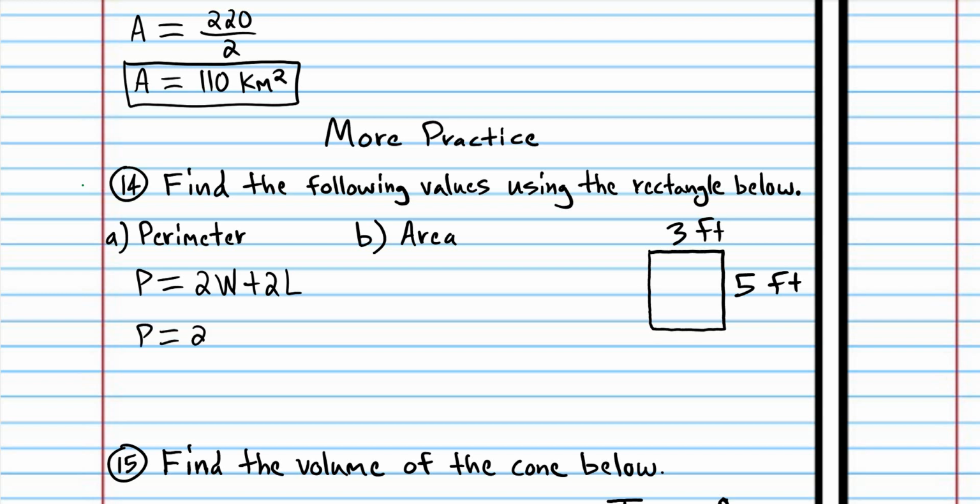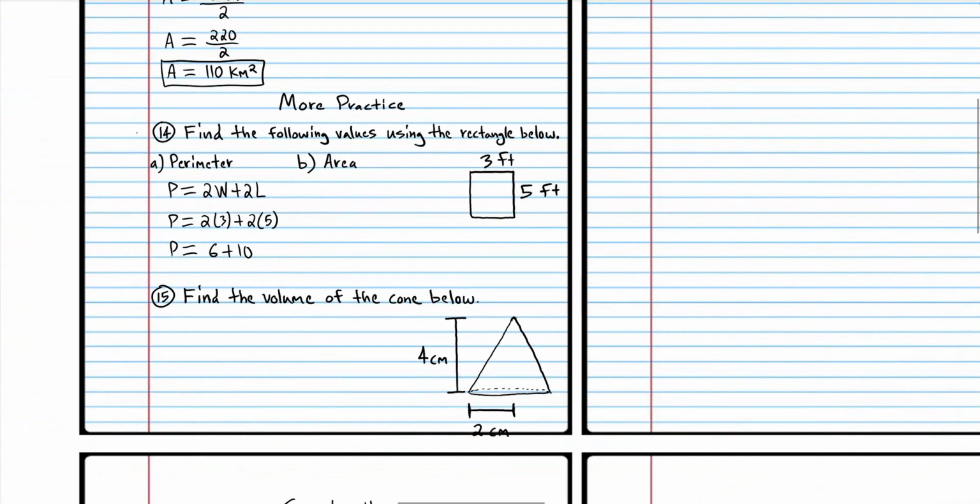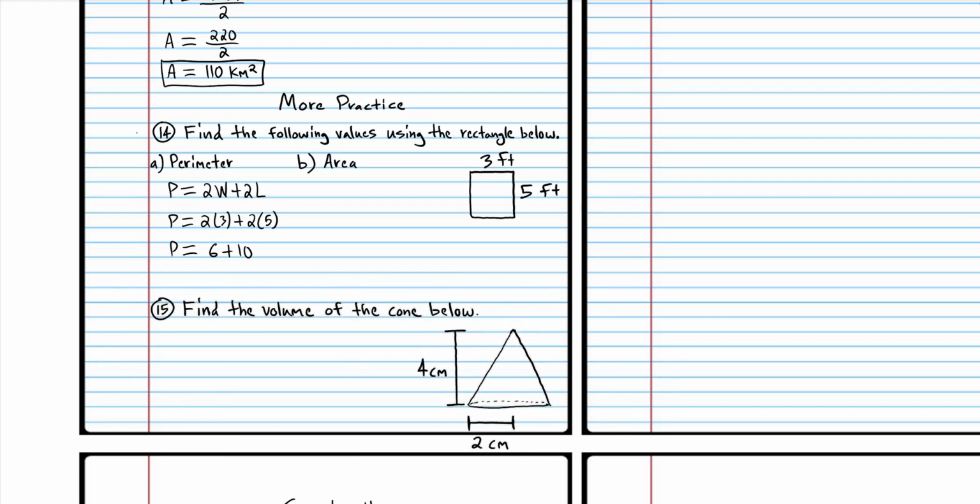The width is 3 and the length is 5. But again, if you flip the rectangle around, you may consider the length to be something different, but when it comes to the math, you're going to get the same answer no matter what. So we get 6 plus 10. And 6 plus 10 is 16. So if you got that one right, good.